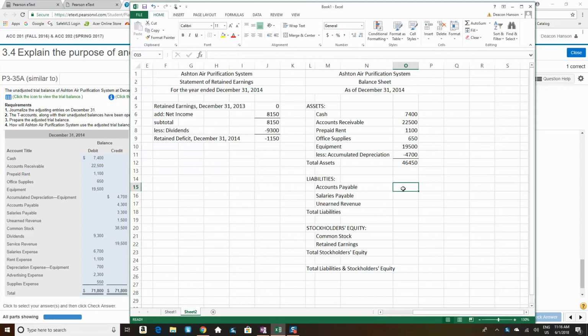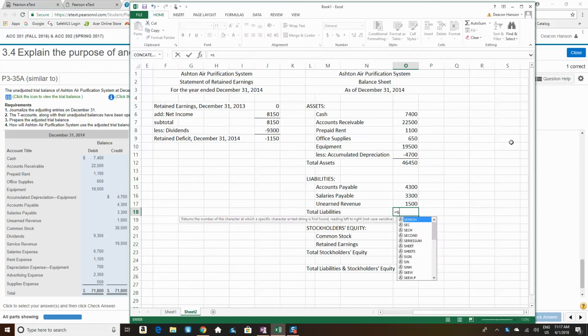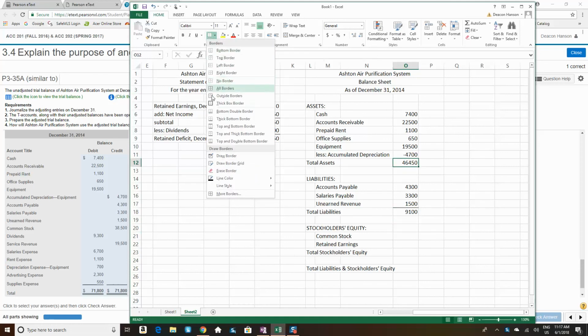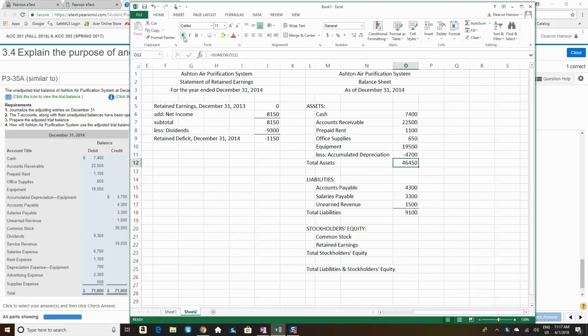Then we'll do our liabilities. We got accounts payable, see over here, 4,300. We kind of go down, we got salaries payable, 3,300. Unearned revenue, 1,500. So you could get a quick subtotal of your total liabilities. And then you'll do your common stock, which is 38,500. Retained earnings.